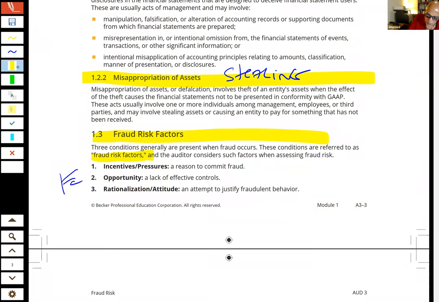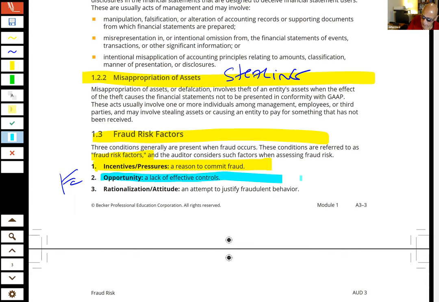There is incentive and pressure, which is a reason to commit the fraud. Incentive. If I show a bigger net income, I'll get a nice bonus. That's an incentive to engage in what? Probably fraudulent financial reporting. If I don't show a higher net income, I'm gonna get fired. Pressure to engage in fraudulent financial reporting.